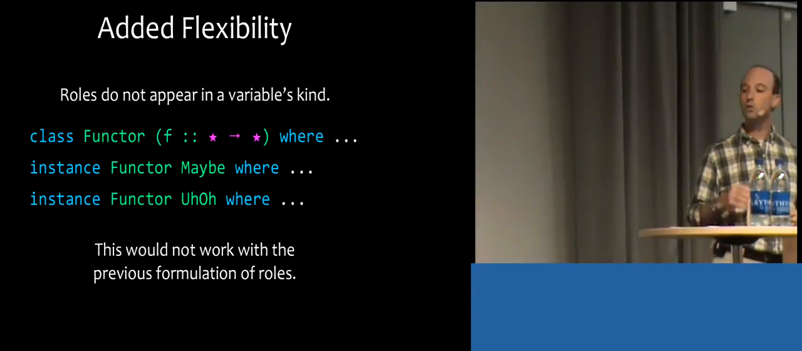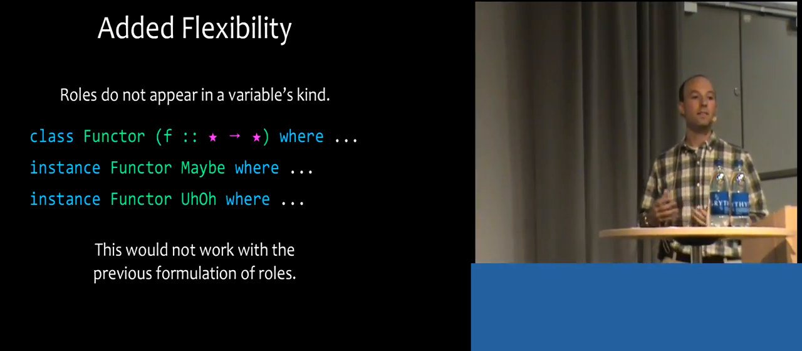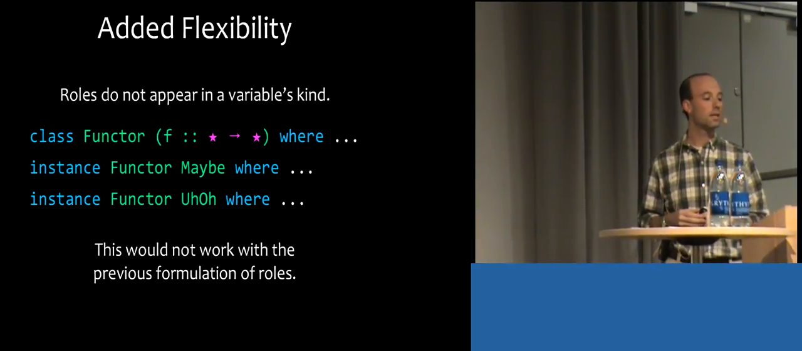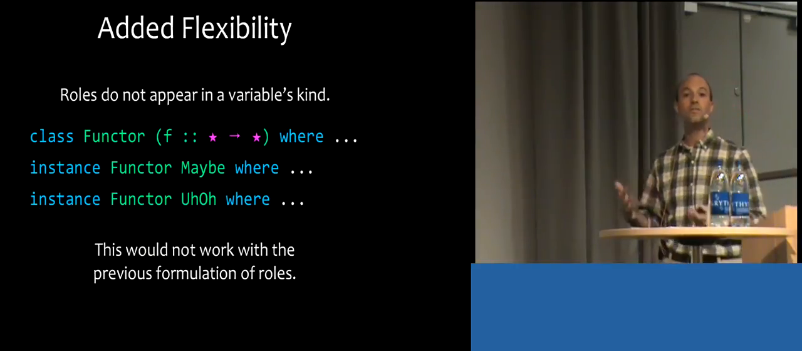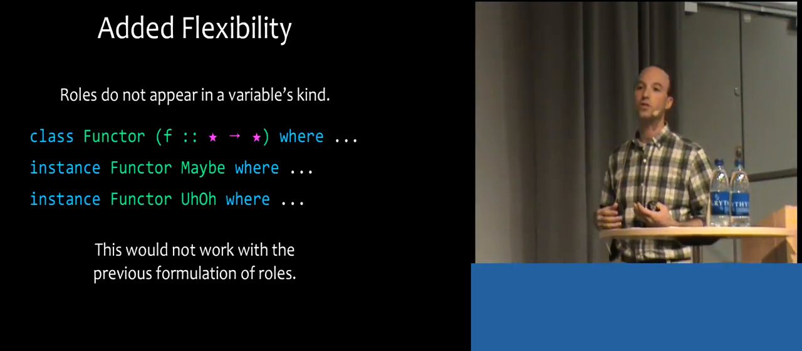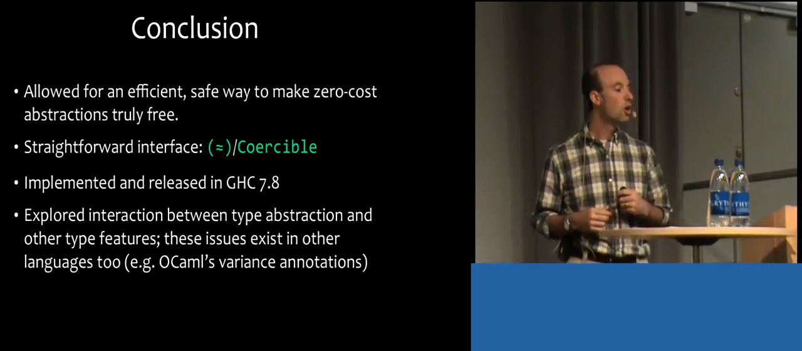So I talked about added flexibility. Because roles are not part of kinds, it allows us to do this. When we define the Functor class, that's a higher-kinded type class. And it means that we can apply Functor to Maybe and to other types, which have different roles. In the previous formulation, something like this would be impossible because the role was part of the kind.